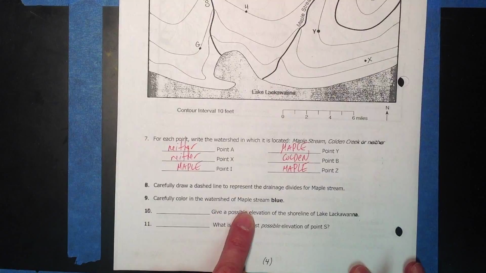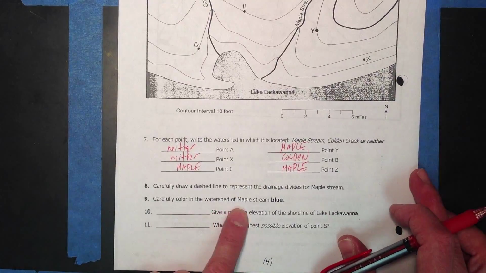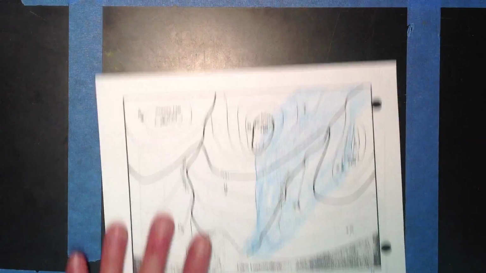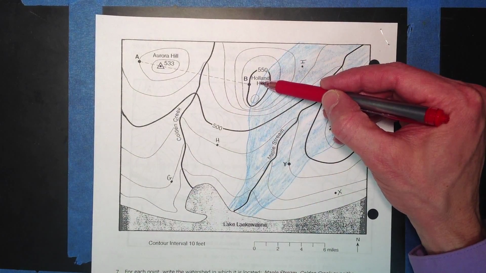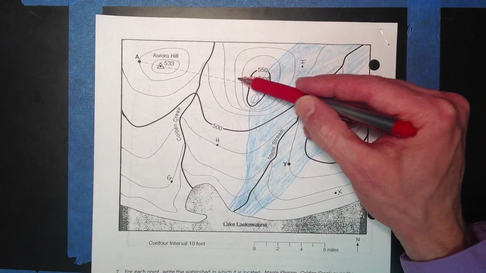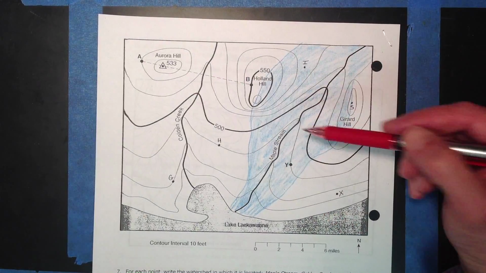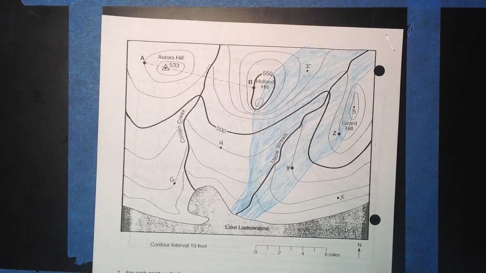We're going to carefully color in the watershed of Maple Stream blue. And I kind of did it here. Something like this. This is where it gets a little weird, but the top of this hill, water's going to drain downhill here. This water will drain downhill into Colden Creek. So this is really the watershed for Maple Stream. Hopefully you get the concept of this.